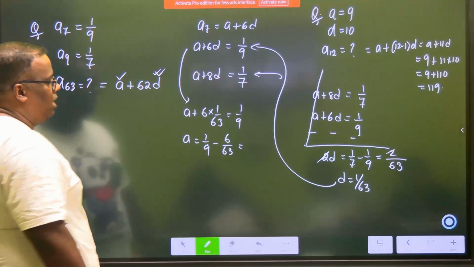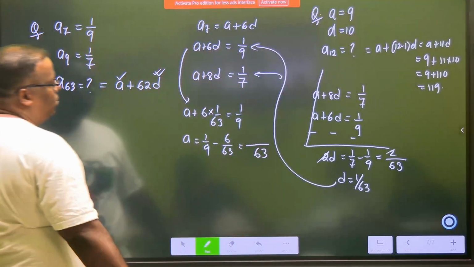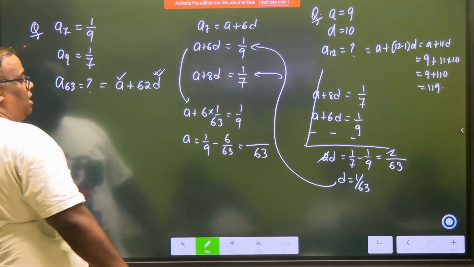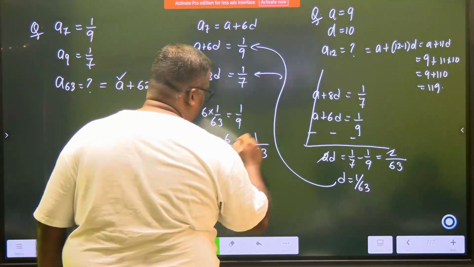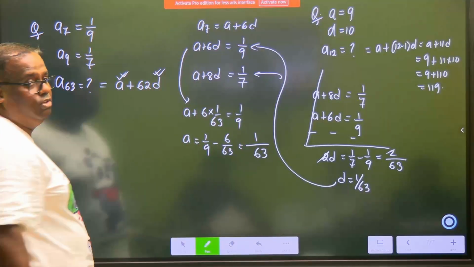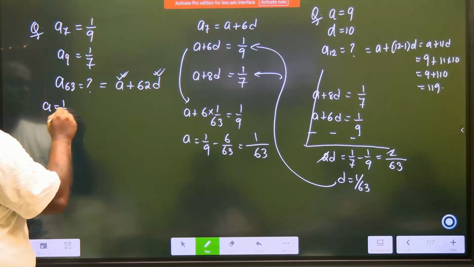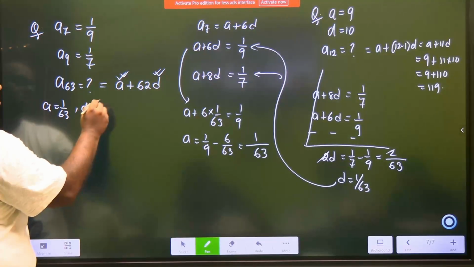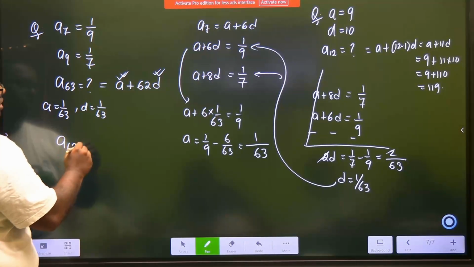9 and 63. LCM will always be 63. 63 divided by 9 is how much? 7. So 7 minus 6 is 1. So A भी निकल गया. You got A also. A is 1 by 63 and D is 1 by 63. Now, who stops you to find out A63?